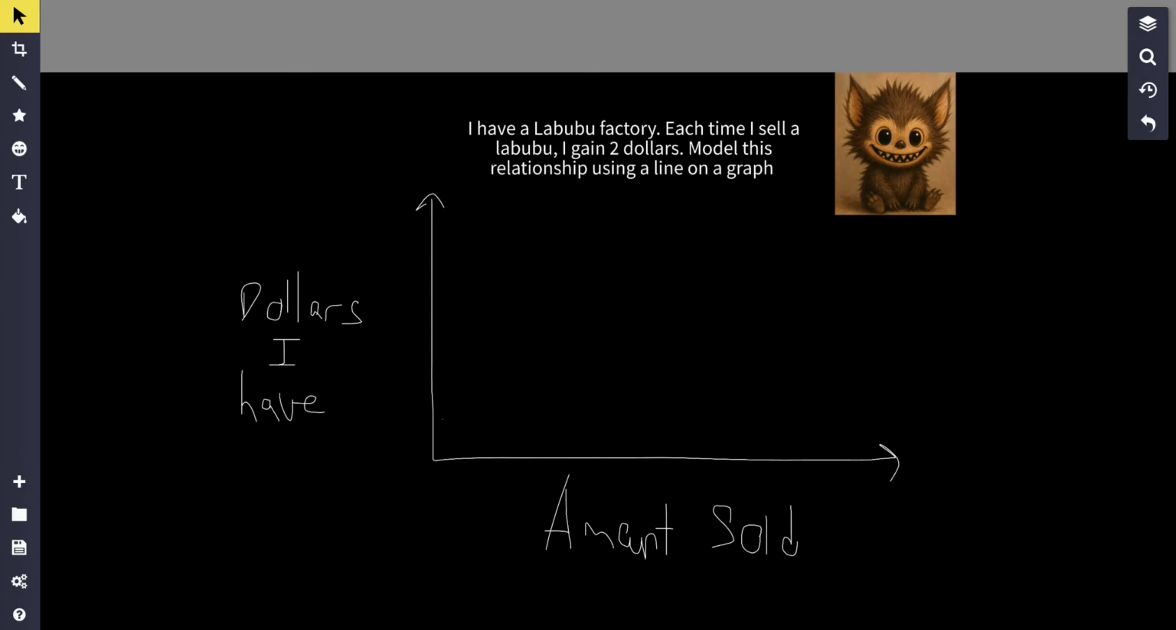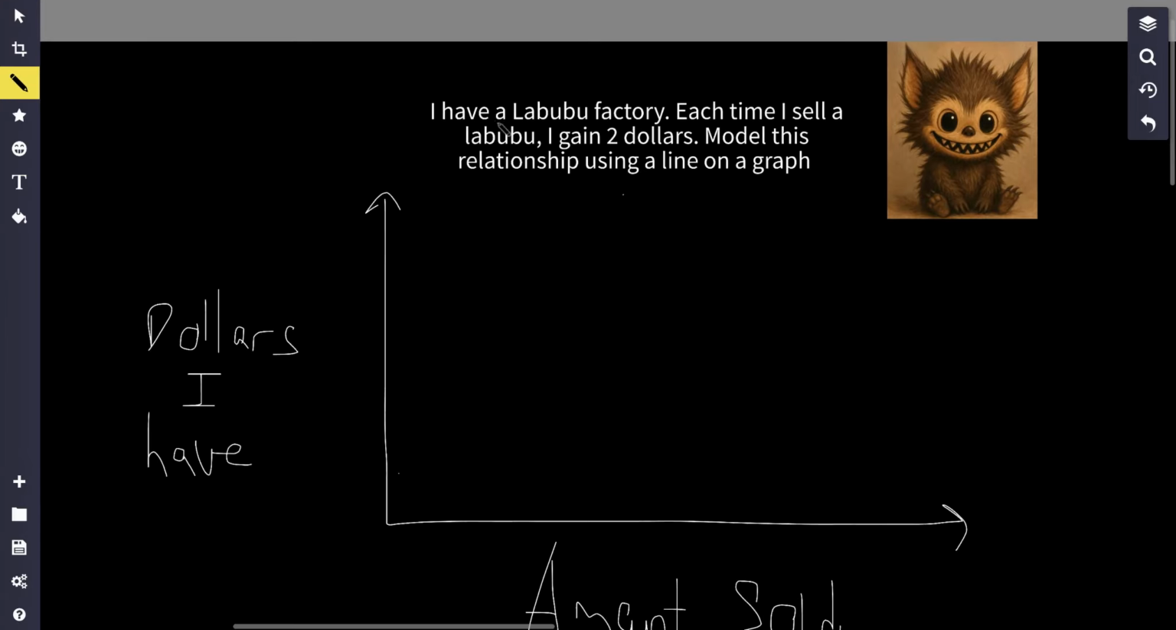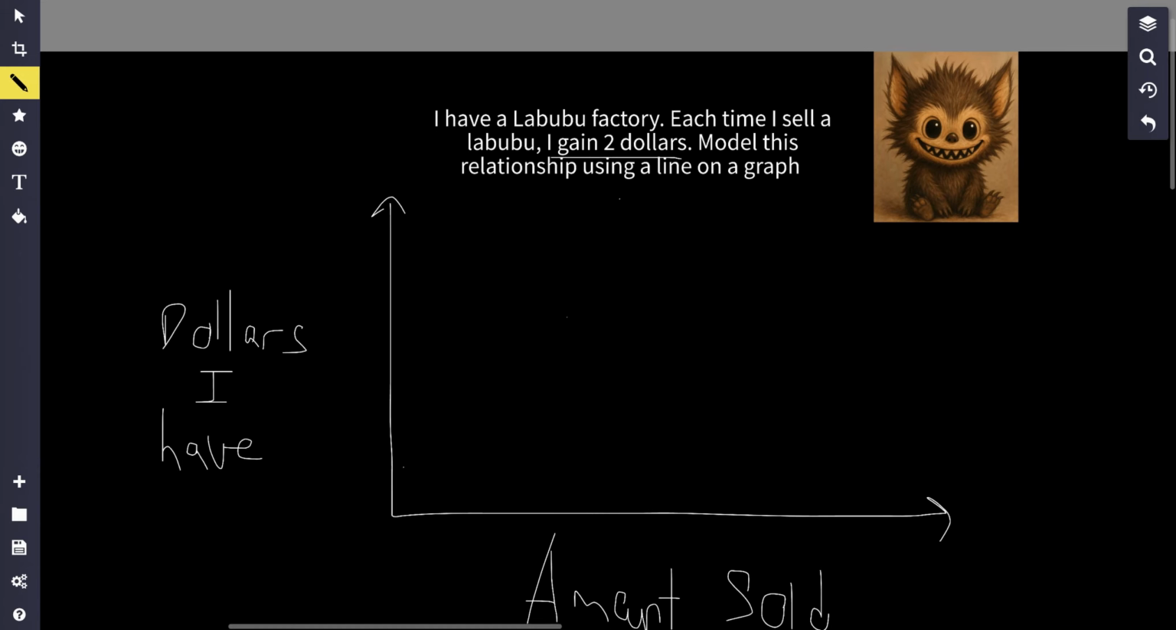I have a Labubu factory. Now, each time I sell a Labubu, I gain $2. And I want to model this relationship using a line on a graph. So, how do you graph lines? What does that really mean?